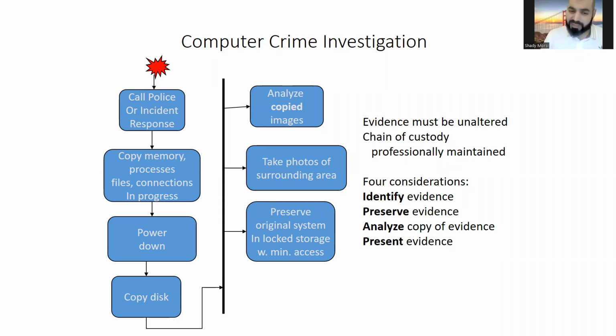Okay, and then once I do this, I will start analyzing the copies of images that I have from the memory, from the hard drive, from network connectivity and processes, and take some photos, and finally I will use this to create a presentation, and this presentation later on I can display in the court.